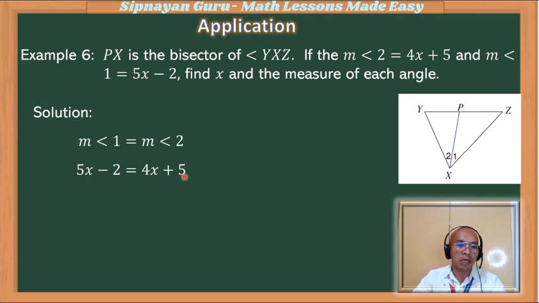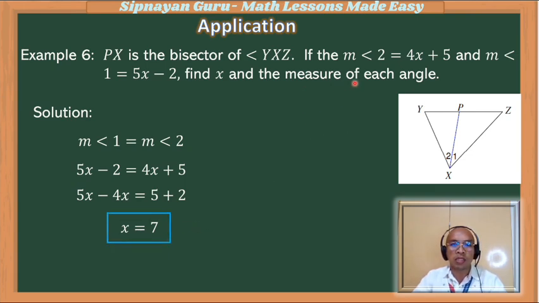By the addition property of equality, group the like terms. So we have 5x minus 4x and it is equal to 5 plus 2. Simplify, so 5x minus 4x, that is 1x or x. Then 5 plus 2 is 7. So the value of x is equal to 7.